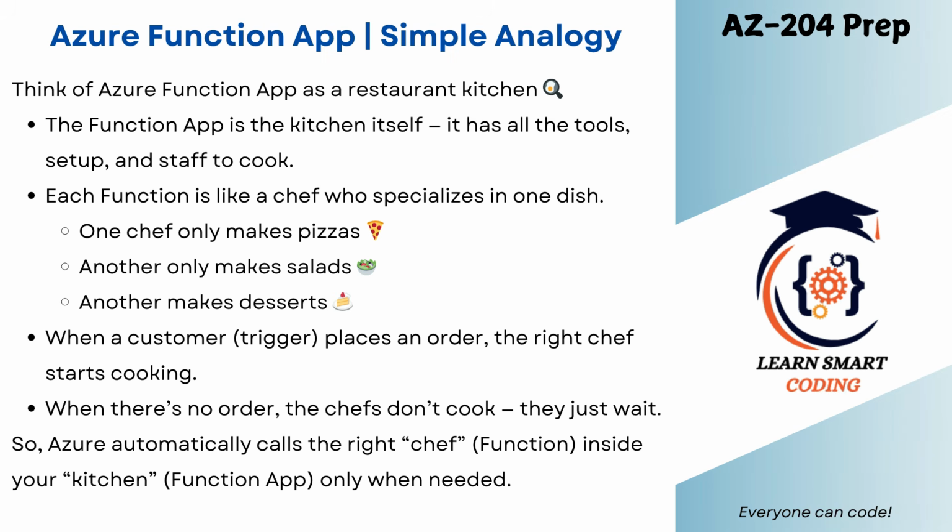When a customer, which is a trigger, an event that we will be talking about, places an order, the right chef starts cooking. So for example, a customer comes and orders a pizza. So the chef who specializes in pizza comes and kicks in and starts making pizza. Now, when there is no order, the chefs don't cook, they just wait. So Azure automatically calls the right chef, which is the function, inside your kitchen. The kitchen is nothing but your function app, only when it is needed.